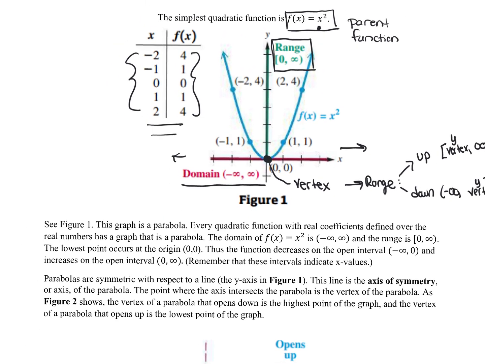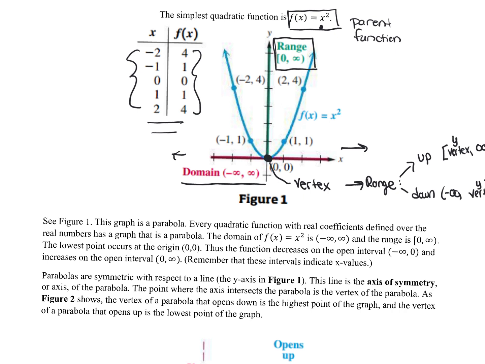So it says that the graph of parabola, this is a graph of parabola, every quadratic function has real coefficients, defined over the real numbers. The domain, as I said earlier, even though it says for this function, but the domain is almost always negative infinity to infinity, and then this range is going to change depending right here on what occurs. And then don't forget about our special words we learned in chapter 2. This function does decrease on the interval from negative infinity to 0, so I decrease on this side. And I'm going to increase and get bigger on the other side.